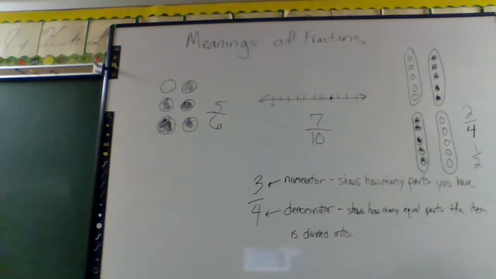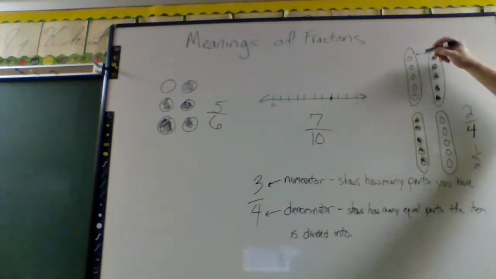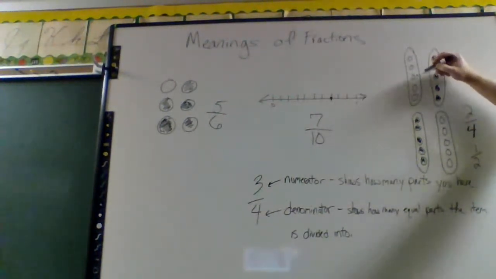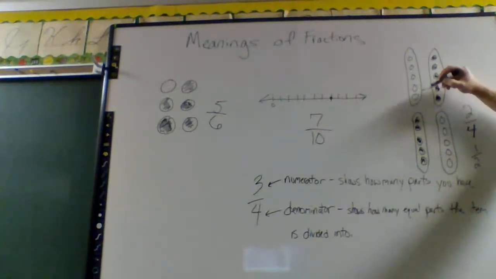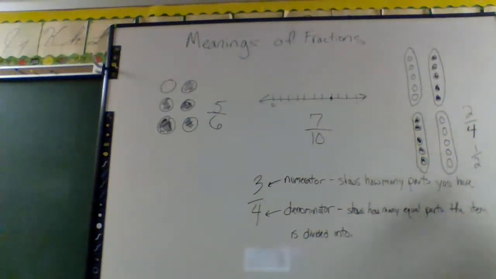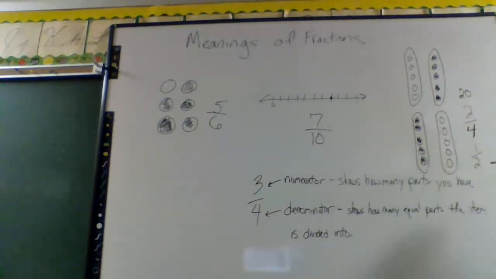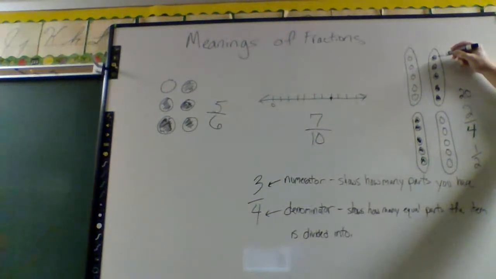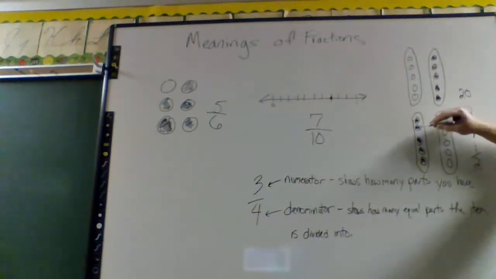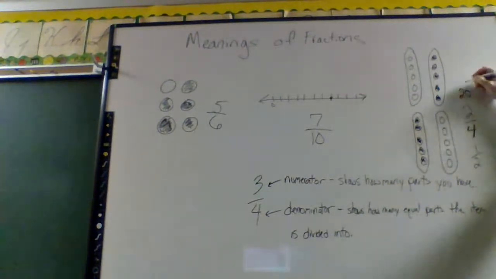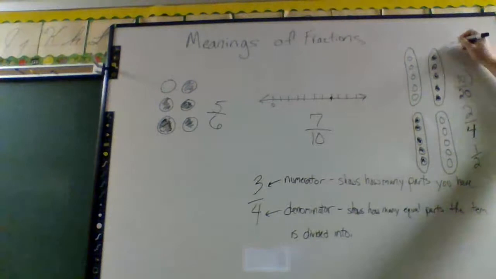Now, if we're talking about individual items in the parts of this set, we count how many individual items we have. 1, 2, 3, 4, 5. And if there's 4 of them, 5 times 4 would give you 20 as your denominator. And then you would count the individual pieces that are colored in. 1, 2, 3, 4, 5, 6, 7, 8, 9, 10. 10/20ths, which also reduces to 1/2.